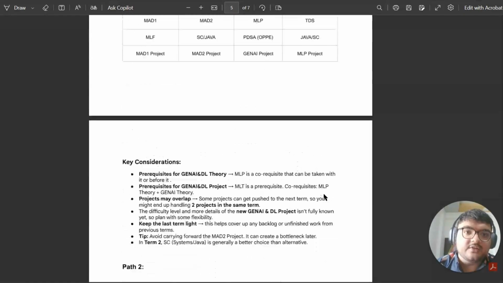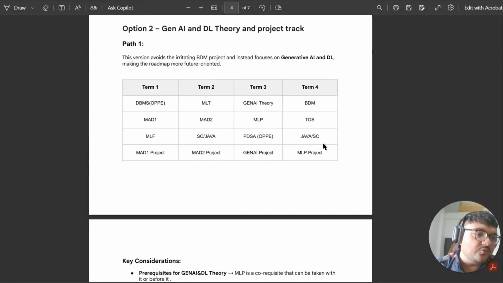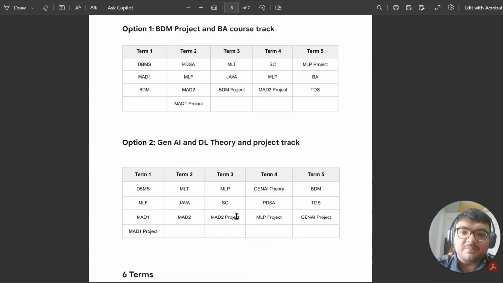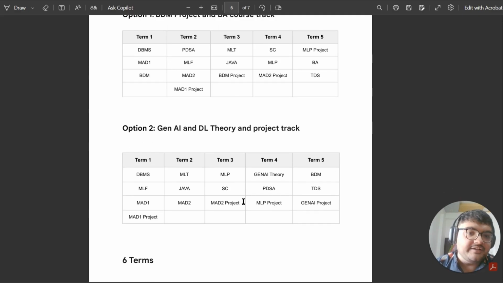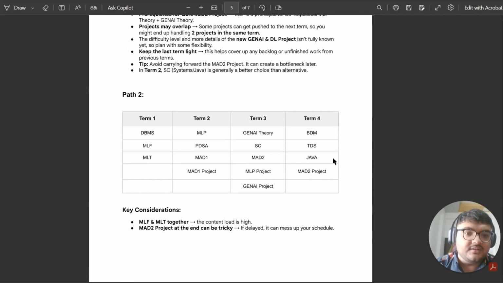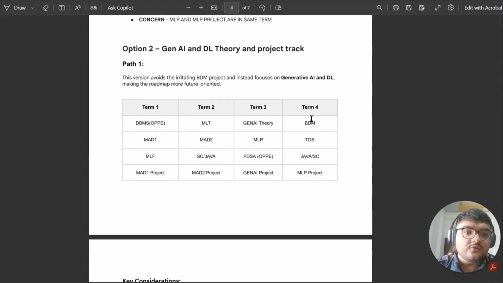As I said, if you exchange it, this is your term three and so on. There is no confusion like that. You can just plan it exactly like this, because it will be really easy for you to do things. With BDM and TDS, you will be able to complete the Gen AI project. Here also you can take it, but you have the MAT2 project, right? And here also you can take it.